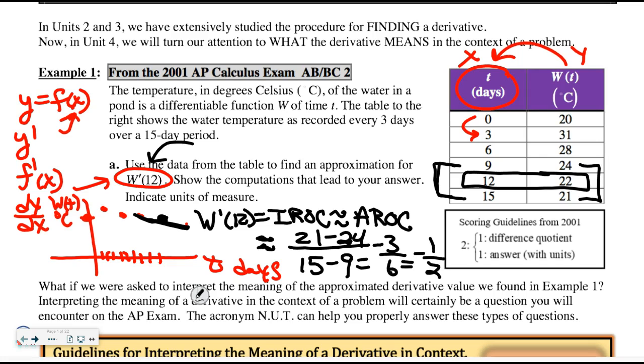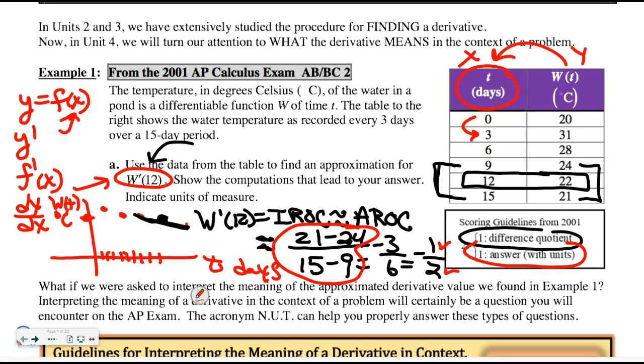All right, so this was an actual AP Part A question. It is worth 2 points. Notice one of them says for the difference quotient. That's for showing this. You have to show the computations that lead to your answer. The other is for your units, because it says answer with units. So you have to know how to label it, right? And you label it top per bottom.